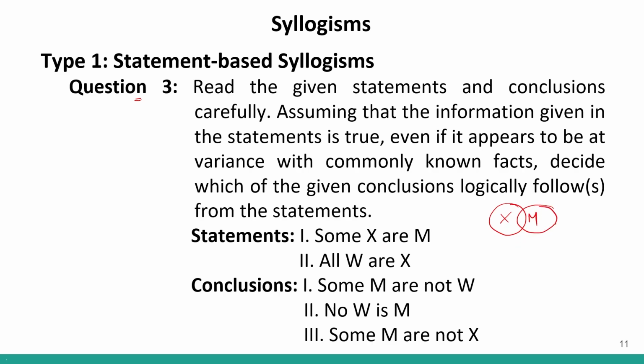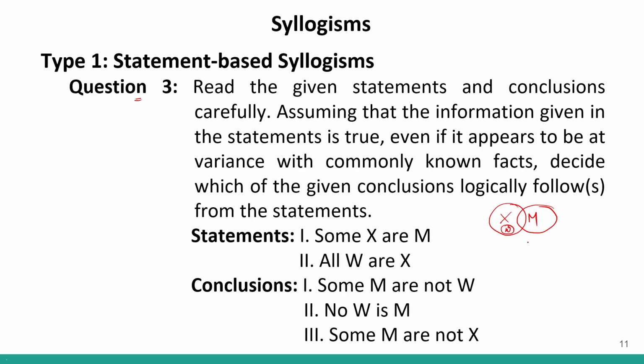Some X are M. So focus is on this part, the overlapping part. All W are X. So all W are part of X, correct? So I can represent it like this. Okay. Now, let us look at conclusion 1. The conclusion 1 says some M are not W. So in this particular Venn diagram, it is true.